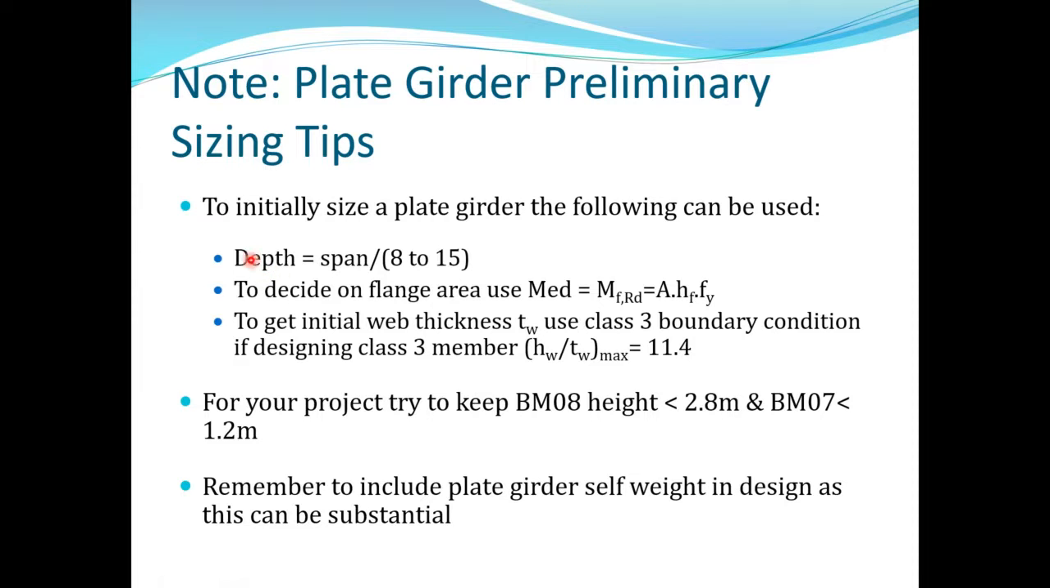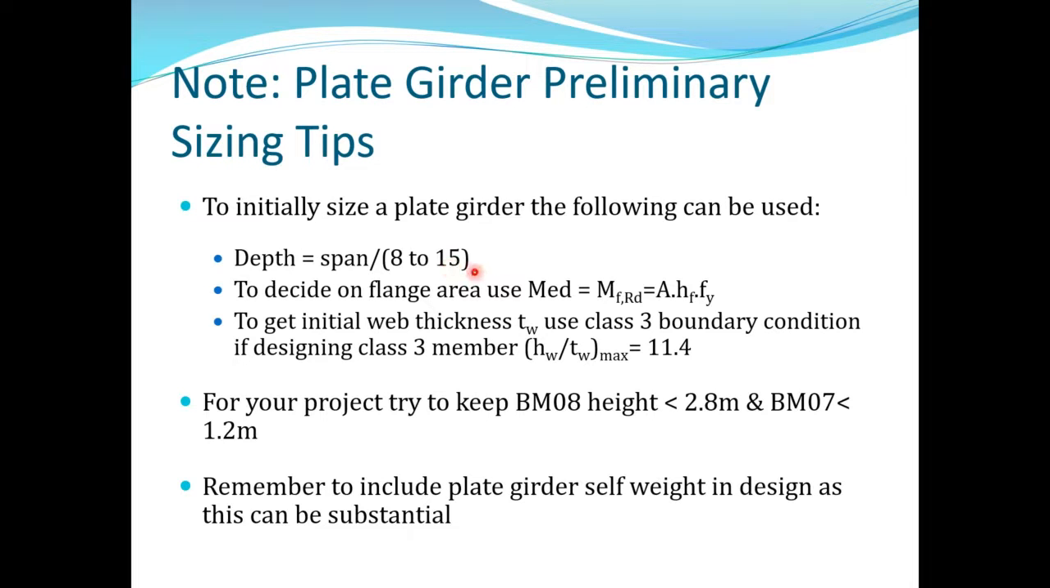First thing is, we want to decide on the depth of the plate girder. Take the depth as the span, the length of the beam, divided by a ratio somewhere between 8 and 15. Obviously, if you take 8, you're going to get a bigger depth, so it's more conservative. If you take 15, you're going to get a smaller depth, so it's going to make the members work even harder. So somewhere in that range.